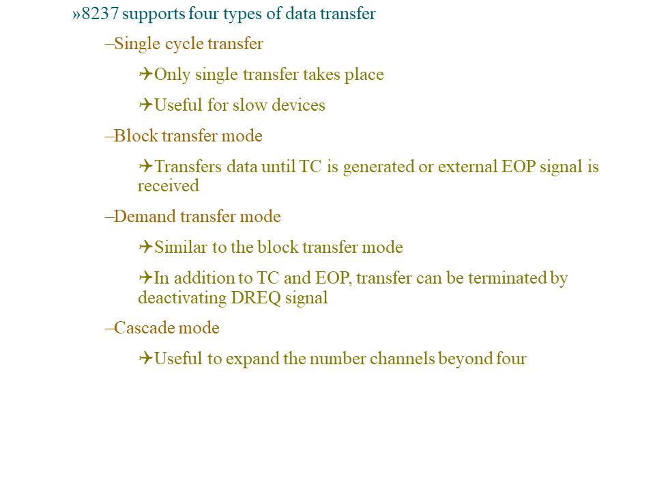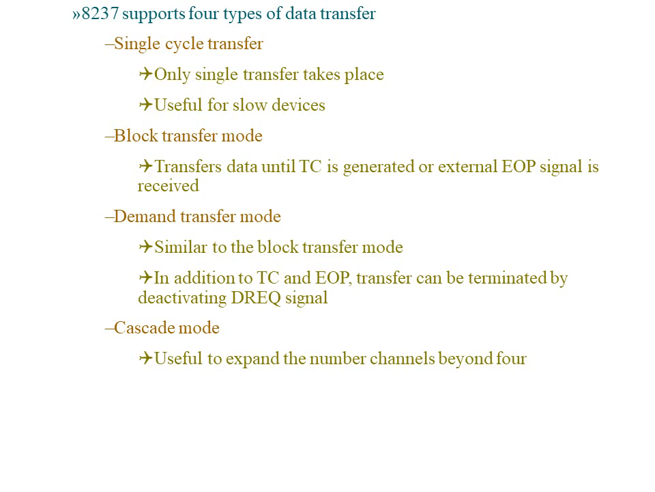Next is the demand transfer mode. This is similar to the block transfer mode. When the device is demanding a request for the data transfer, then it performs the transfer operation. This is in addition to terminal count and end of process operation. Transfer can be terminated by deactivating the device request signal. That means if we have not obtained the terminal count or the end of process, it can be stopped by making the device request signal 0.